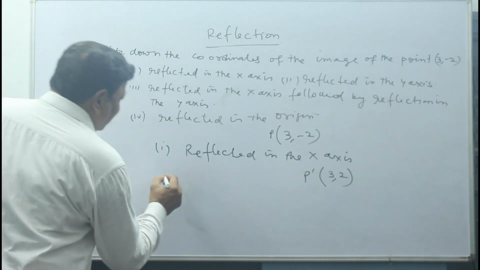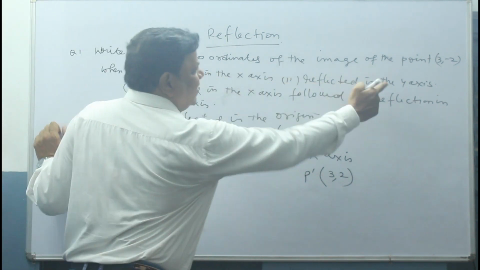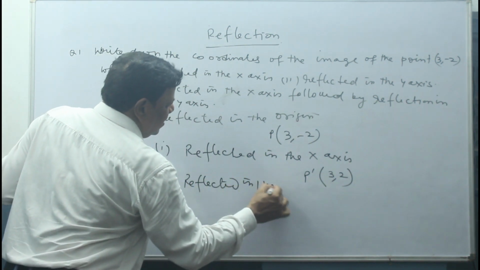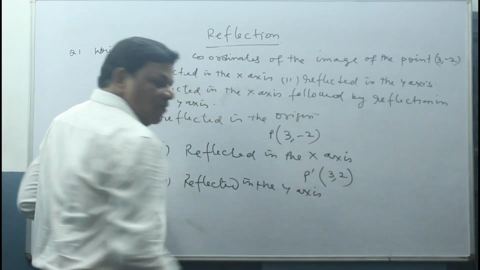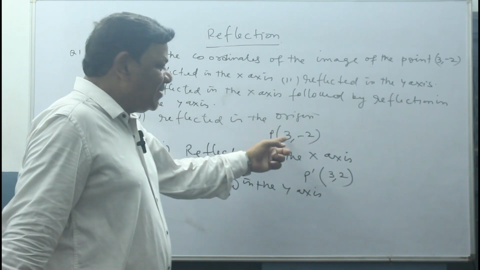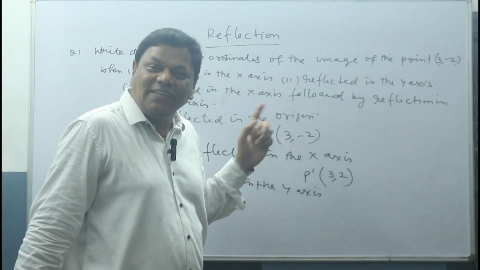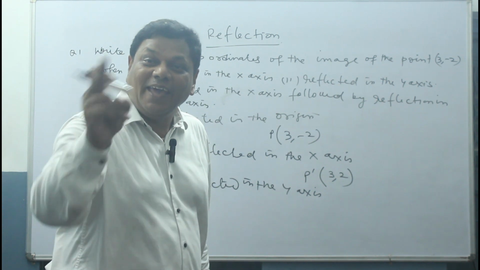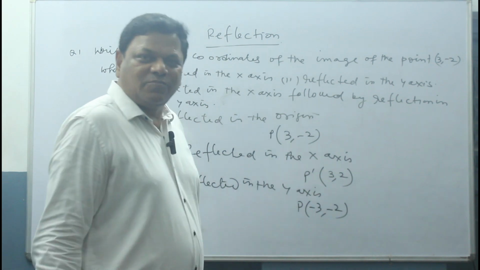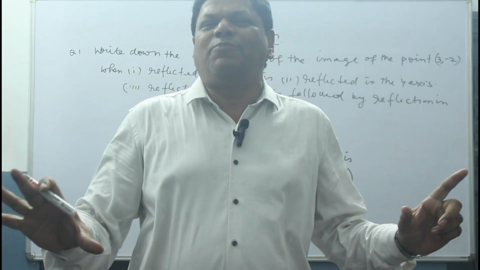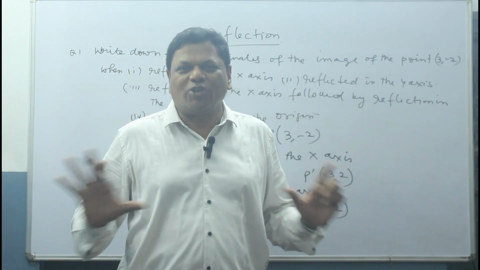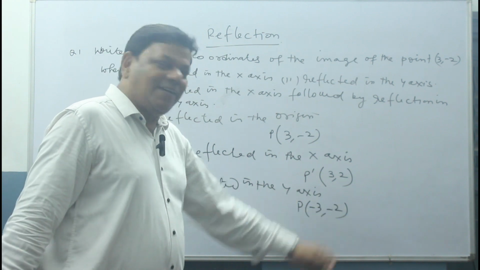Now question number 2, children, see. What is it? Reflected in the y-axis. What did I teach you? Reflected in the y-axis means the x sign will change. What is given for x? 3. So this will change, because y-axis means the x sign will change. So P dash is -3 and -2. Okay children? A lot of things are given in the book. For study you can read all these. But for doing sums, my one is enough for this chapter. Okay? -3 and -2 is coming.